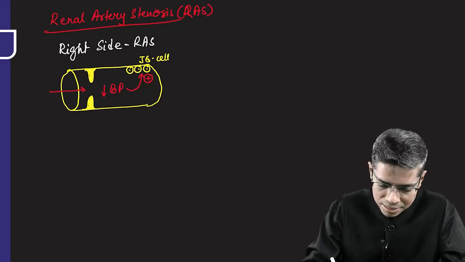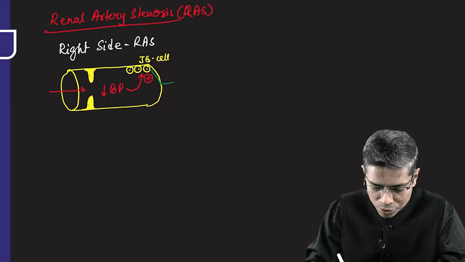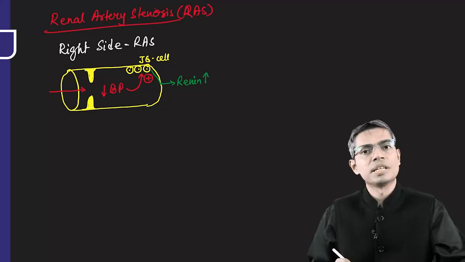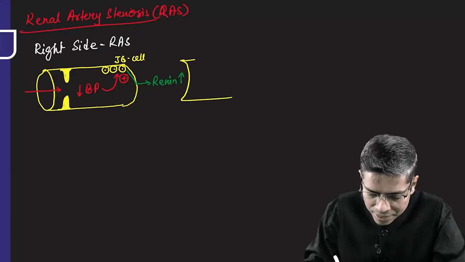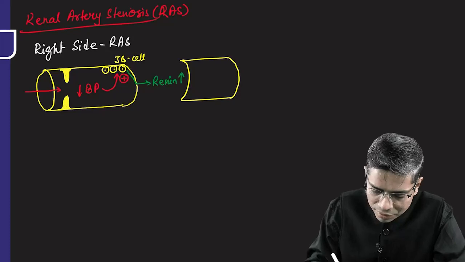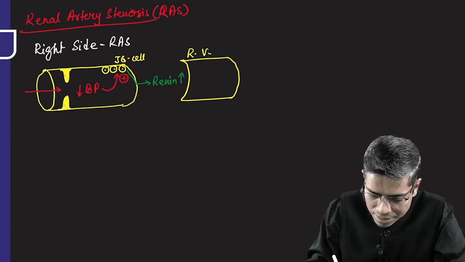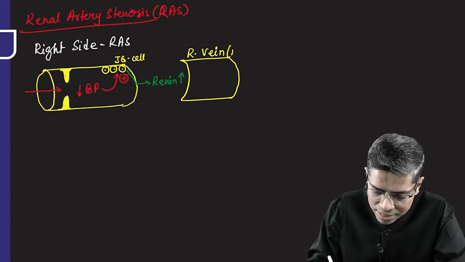And whenever the JG cells are stimulated, what are they going to produce? They are going to produce an increased amount of renin. So renin secretion will be increased. Renin secretion is very, very high at the level of the afferent arteriole, and that renin will go through the glomerular capillary and then through the efferent arteriole, and then it will drain at the level of the renal vein. So what will happen if I measure the renin level at the renal vein? This is nothing but the renal vein. Which side? Obviously, we are talking about the right side.